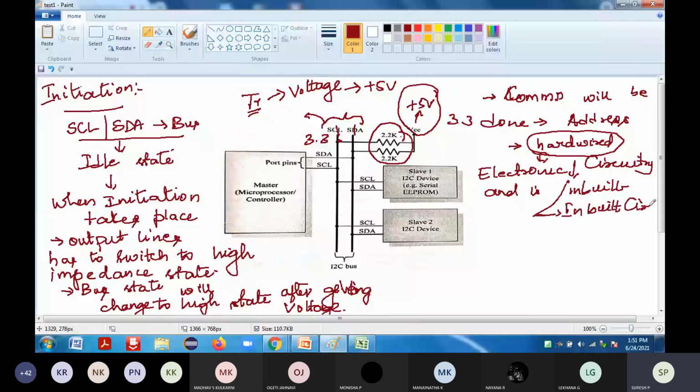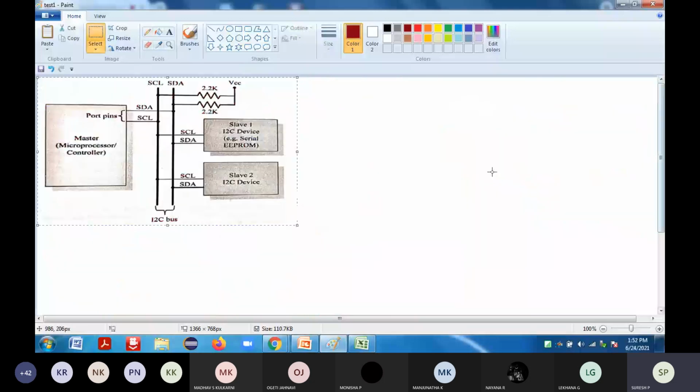Now, when it has hardware, you can see here that it follows some sequence of operations for communicating. The I2C slave devices have to perform some operations. What is the sequence of operations it will be performing? Let us see that.